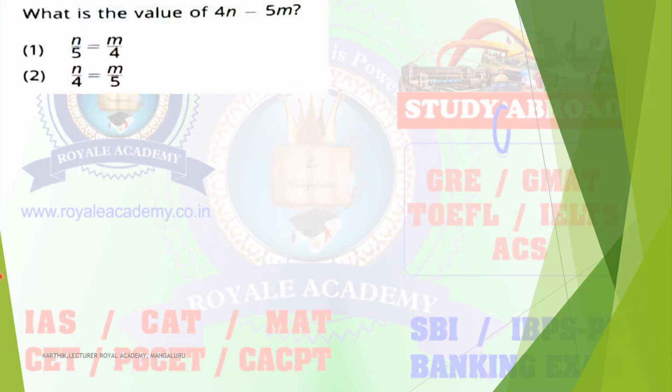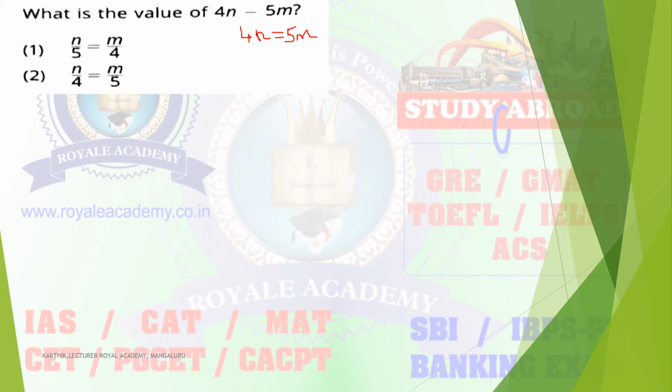So next question: what is the value of 4n minus 5m? Based on this information you can directly tell the answer. Rearranging, 4n, the minus goes to the right-hand side. What happens? Plus.